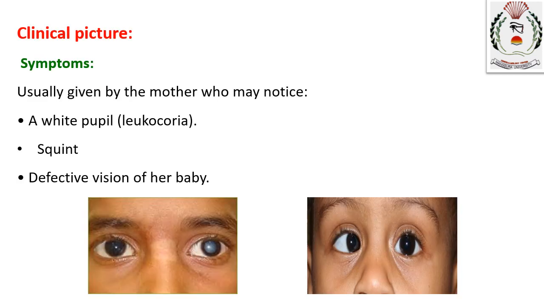Different causes can be presented with congenital cataract. Defective vision of the baby: the baby is not fixating on objects, not fixating on his mother, and so on. So it may be presented by different symptoms. White pupil or leukocoria in case of dense cataract. Sometimes there is no white pupil and it may be presented by squint due to diminution of vision in this eye.